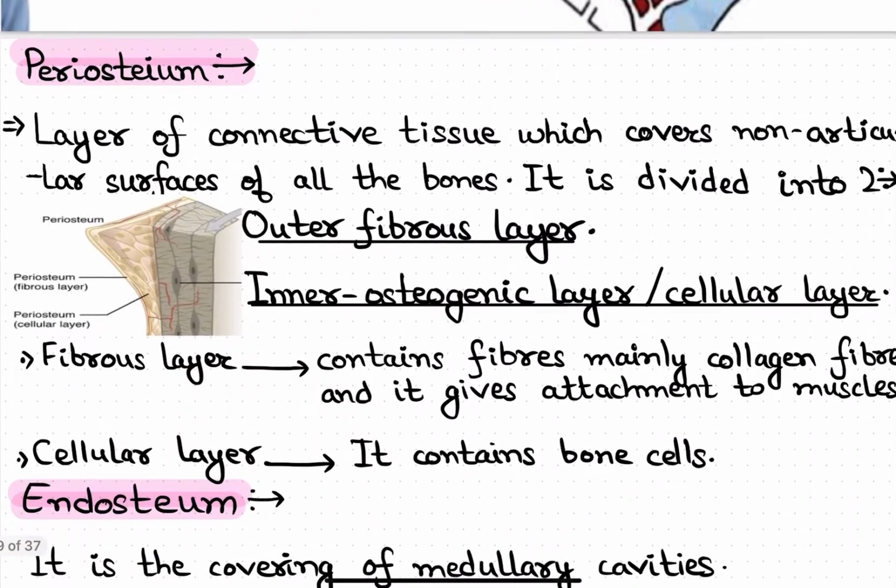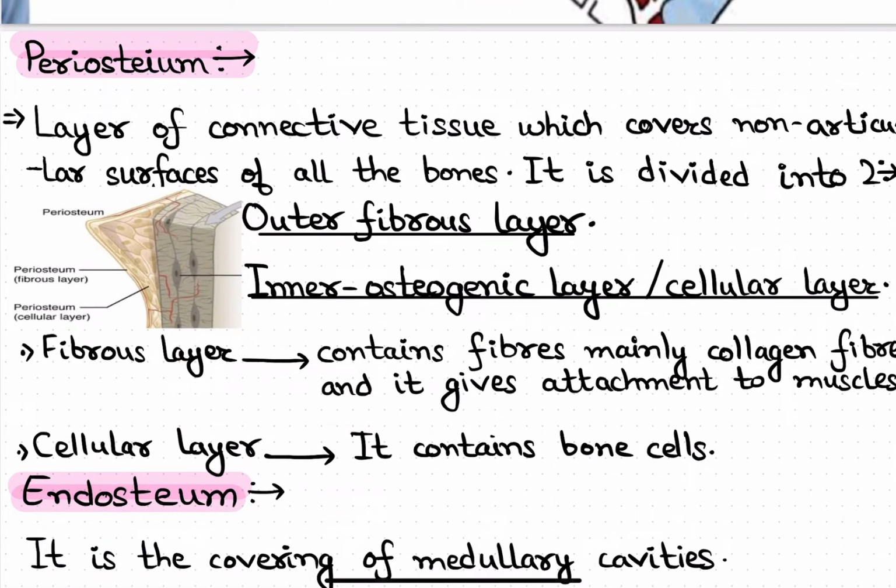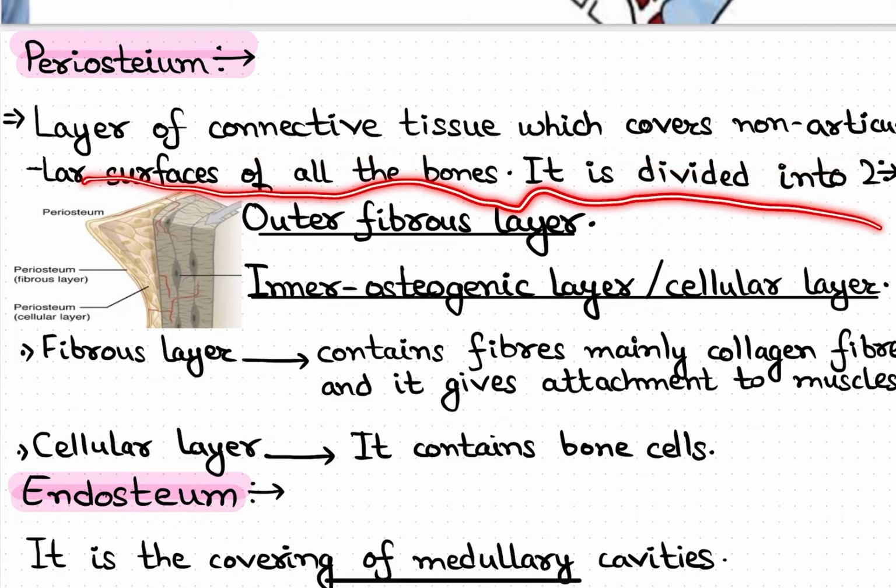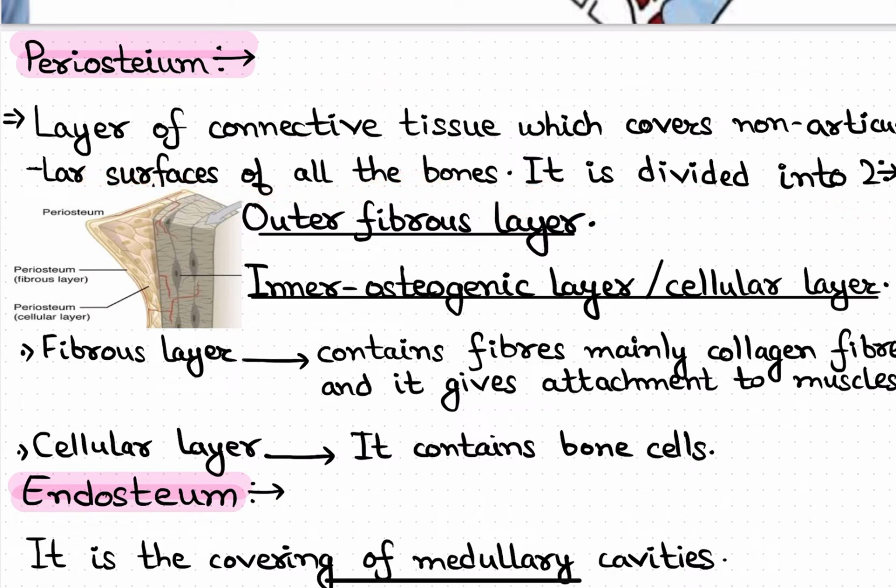Now I will explain more about periosteum, which I told you earlier is a layer of connective tissue which covers non-articular surface of all the bones. One thing I have to tell you is that this periosteum has further two layers. We have this outer fibrous layer. You can see in this particular diagram, this is outer fibrous layer, and the second one is inner osteogenic layer, or cellular layer.